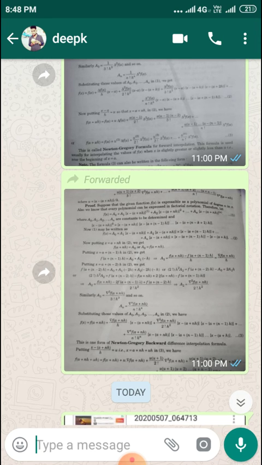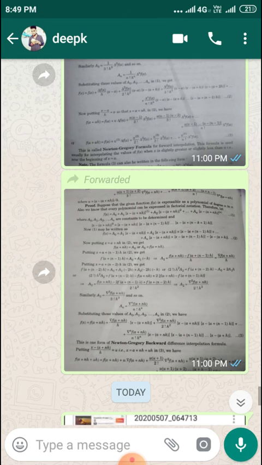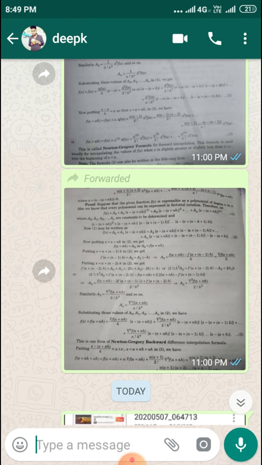Substituting these values in equation number 2, we get f(x) equal to f(a plus nh) plus delta f(a plus nh) upon h times (x minus (a plus nh)) plus delta 2 f(a plus nh) upon factorial 2 h square (x minus (a plus nh))(x minus (a plus (n minus 1)h)) ..., up to n terms at the last. This is one form of the Newton-Gregory backward difference interpolation formula.